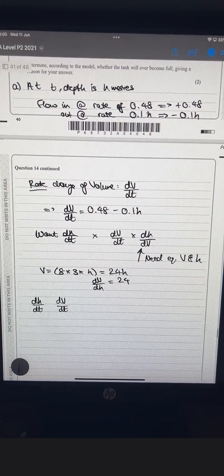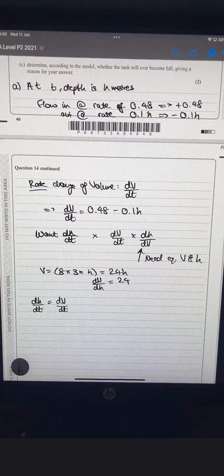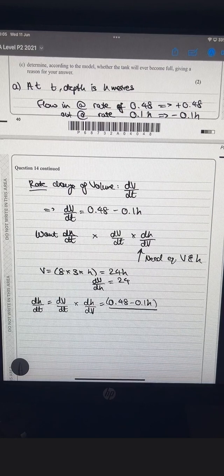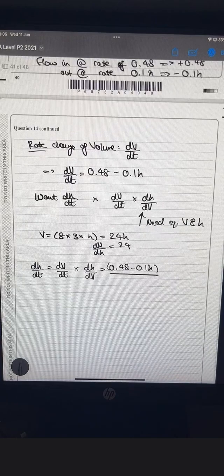I multiply that by dH by dV. So dV by dt is 0.48 minus 0.1 H, and I'm multiplying that by the reciprocal of this, because it's flipped. That's dV by dH, and this is dH by dV. So I'm multiplying that by 1 over 24. All right? Now, let's see what I want.